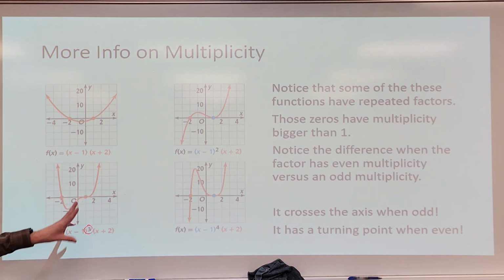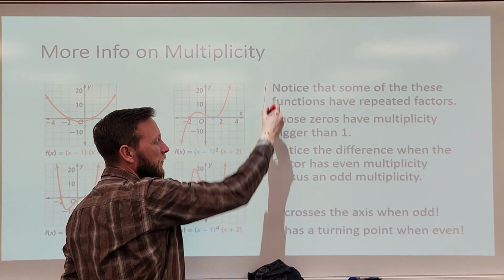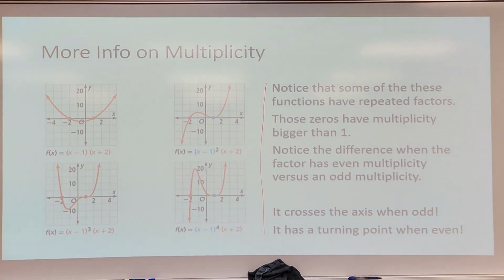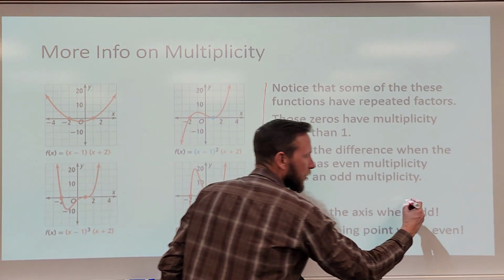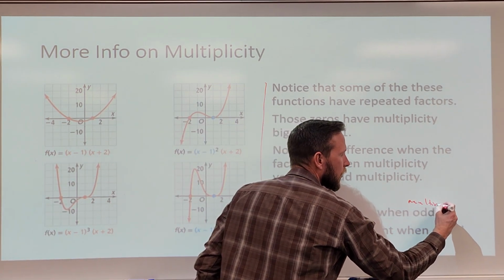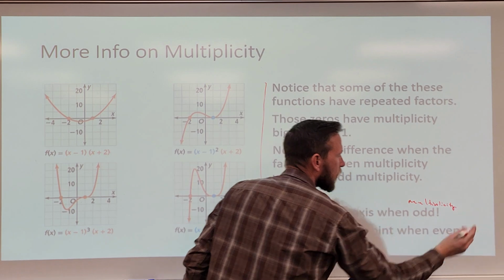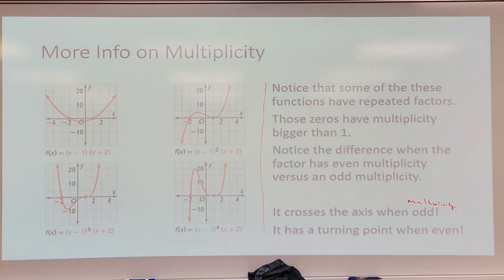So this is one of these things that we want to make sure that we're attentive to and watching out for. These fun facts, please keep straight in your thinking. Write that down in your notes. If your multiplicity is odd, then it will cross the axis. If your multiplicity is even, it will bounce off the axis. It'll touch it and it'll kind of move on.